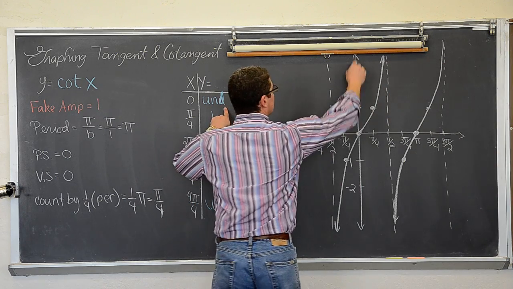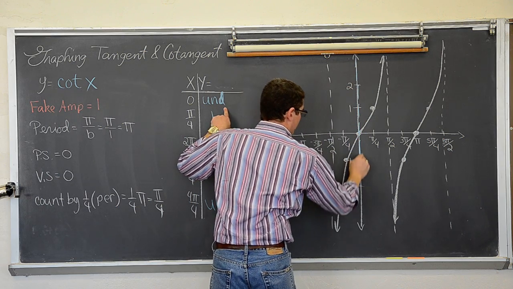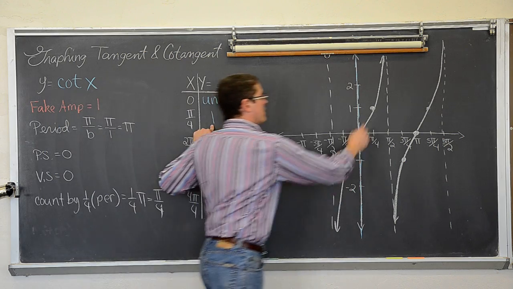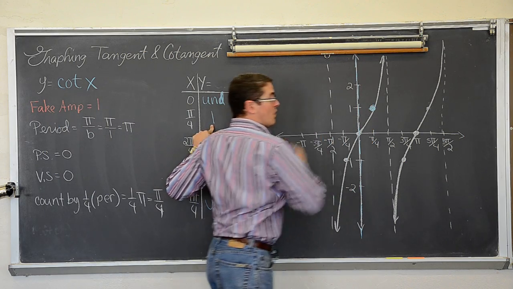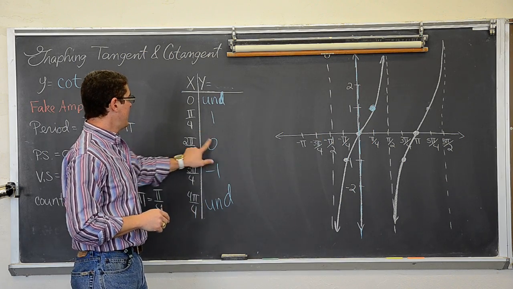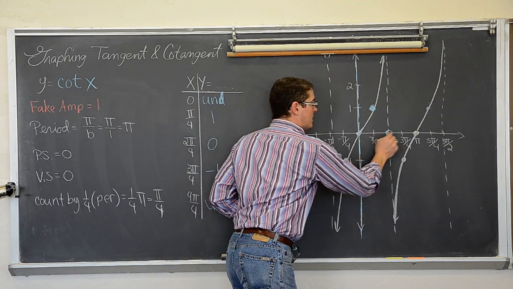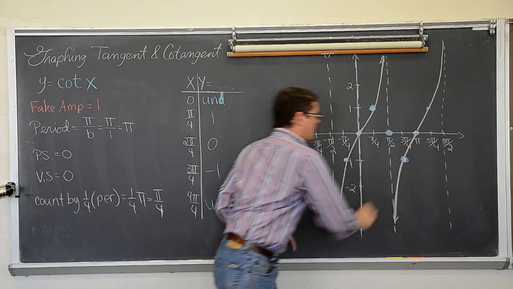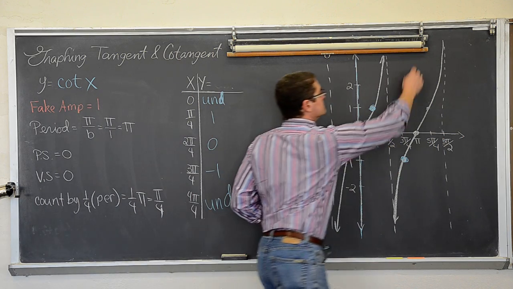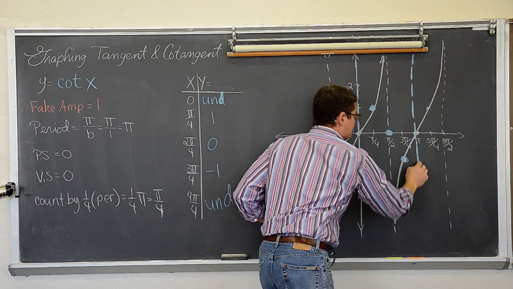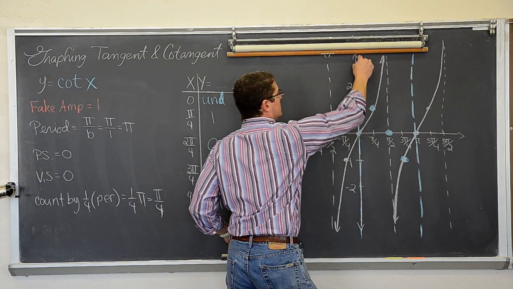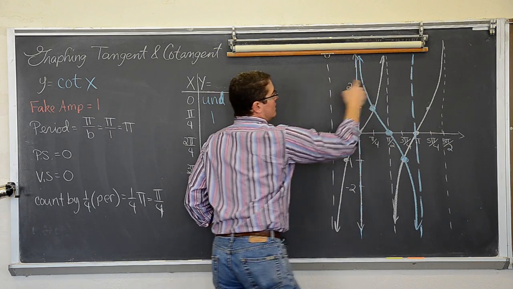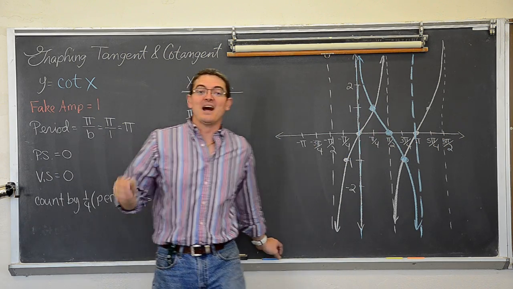At 0, cotangent is going to have an asymptote because it's undefined. At pi over 4, it's at 1. See, if you take 1 and you flip it, you still get 1. At pi over 2, it's going to be 0. At 3 pi over 4, it's -1. And at pi, it's undefined. So this is your first period for cotangent, sort of like your parent graph for y equals the cotangent of x. I'm out of time.